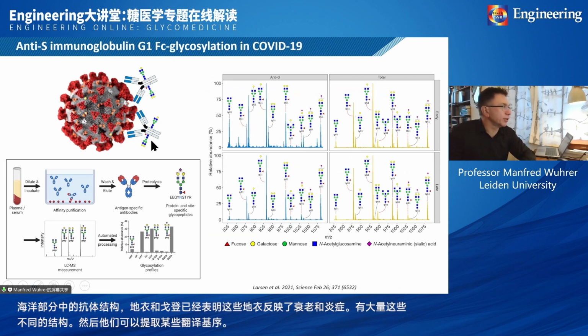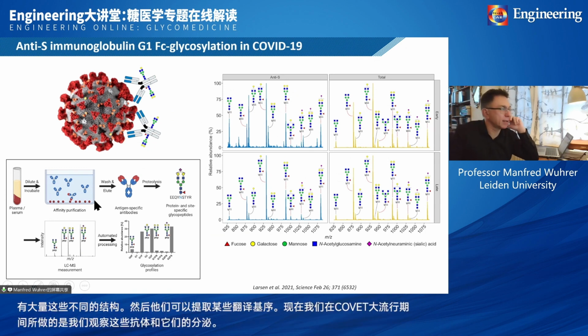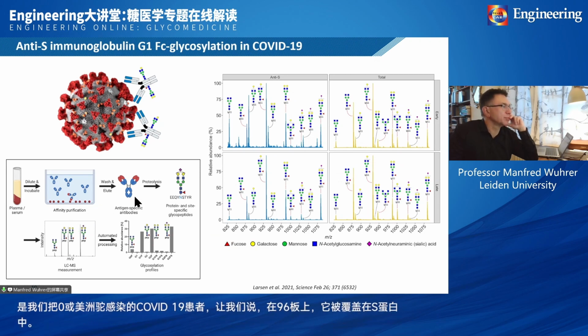Now, what we did during the COVID pandemic is we looked at these antibodies and their glycosylation using a modification of an ELISA assay. So what we do is we put serum or plasma of COVID-19 patients, let's say, on a 96 well plate, which is covered with the recombinantly produced S protein of the virus. We then elute the antibodies, digest them. We measure these glycopeptides, and we register all the glycosylation features.